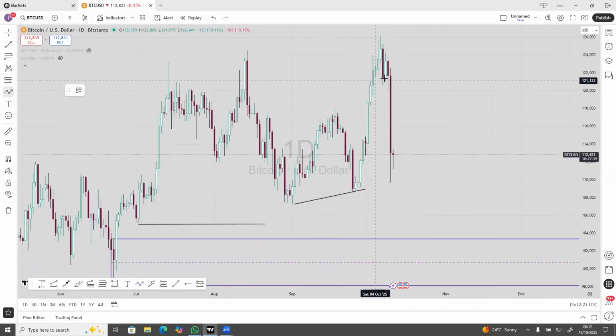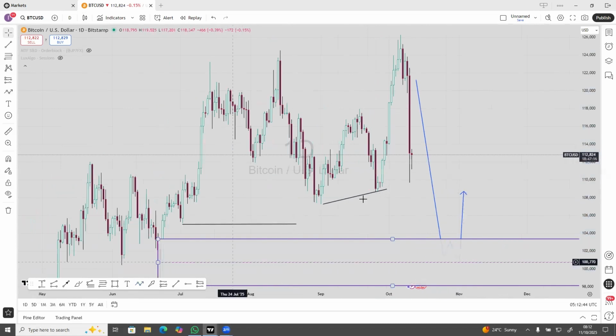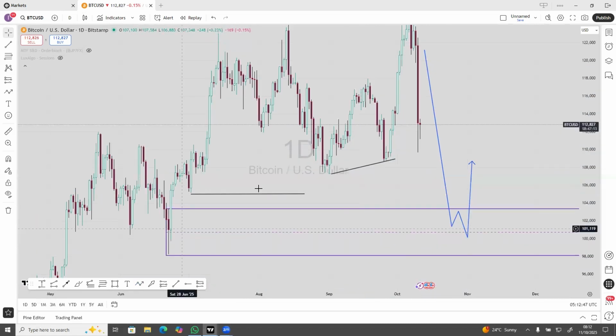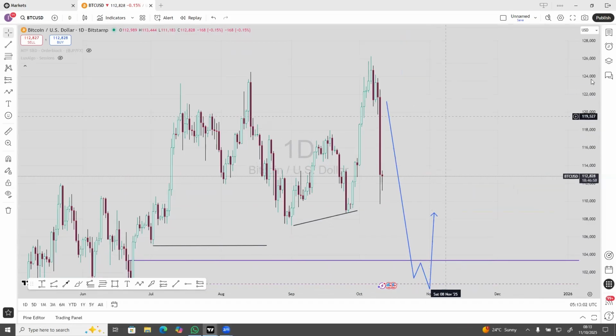Okay, and we now have that aggressive pullback. You can see this one was impulsive, so we expected that to be corrective move, but it is aggressive corrective, so expecting it may sweep all of that liquidity and we'll find a buy from that daily demand. Okay, beautiful daily demand. We are supposed to call a buy from that daily demand. That is it on BTC/USD.